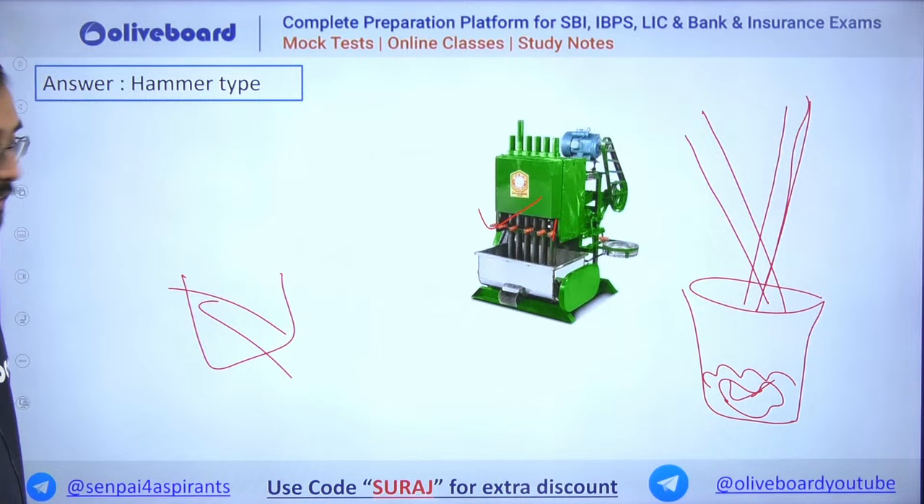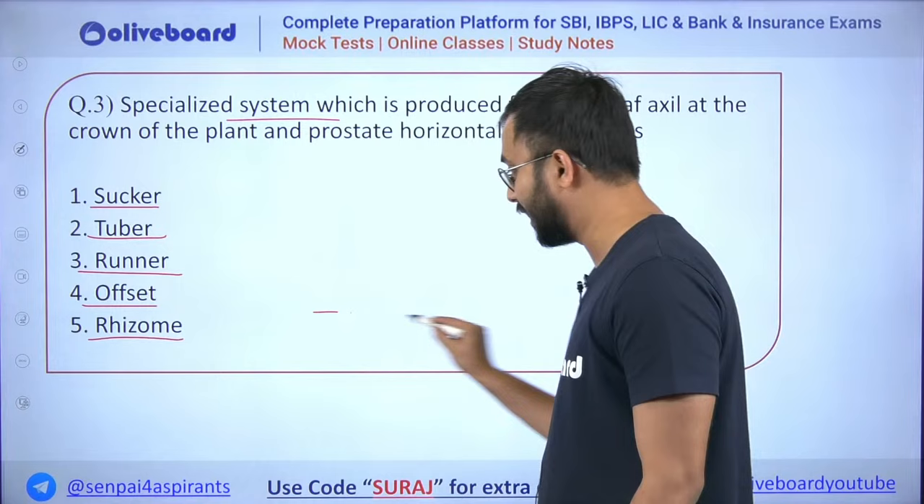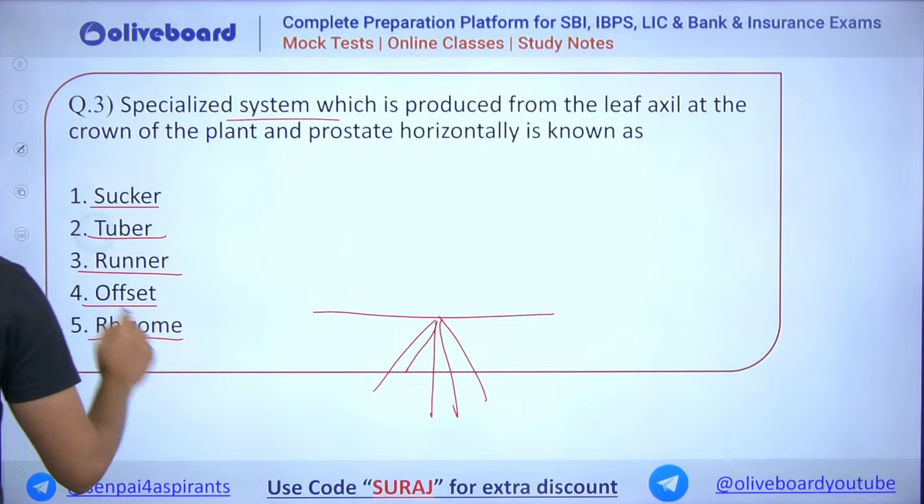Next, a specialized system which is produced from the leaf axil at the crown of the plant and prostrates horizontally is known as what? Is it sucker? Is it tuber? Is it runner? Is it offset or is it rhizome? So what is it saying? Let's try to look at it by diagram. This is our land. This is our roots. This is our plant.